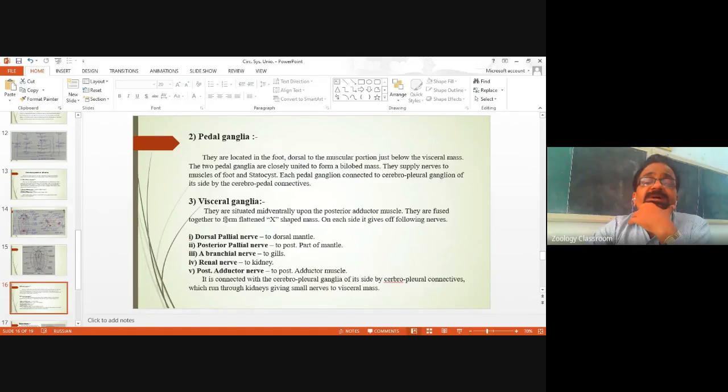Then the next one is the visceral ganglia. They are situated mid-ventrally.